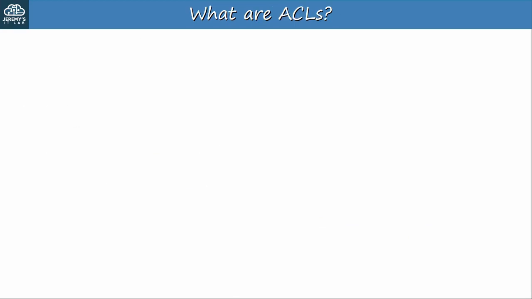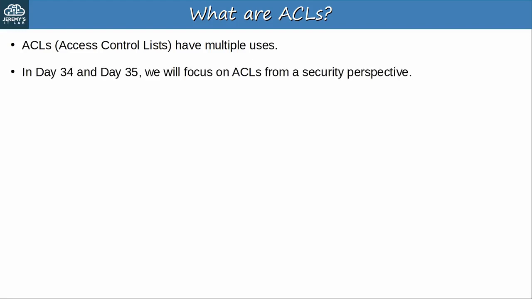So, what are ACLs? ACLs, access control lists, actually have multiple uses. The name access control tells us that they control access to the network. For example, host A should be allowed to access server A, but host B should not be allowed to access server A. In day 34, this video, and day 35, we will focus on ACLs from a security perspective. So, like I just said, controlling which devices have access to which parts of the network.